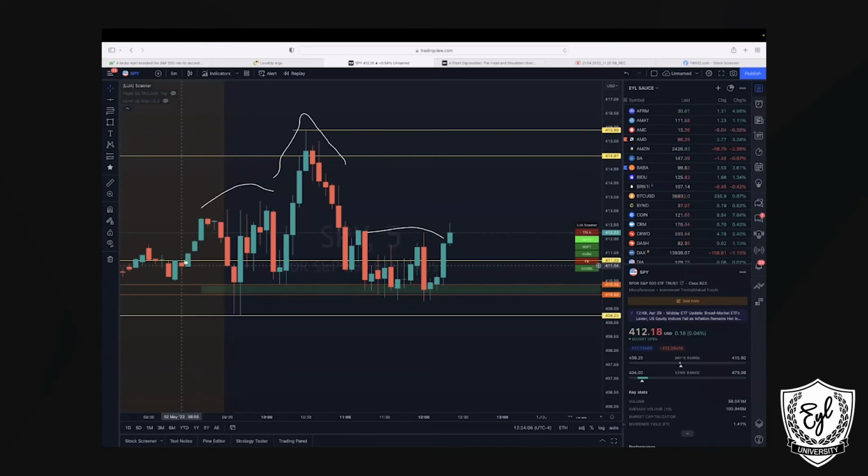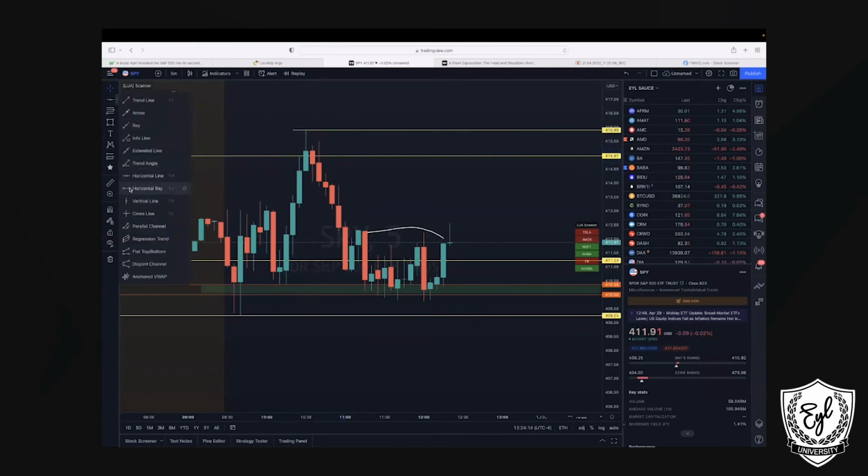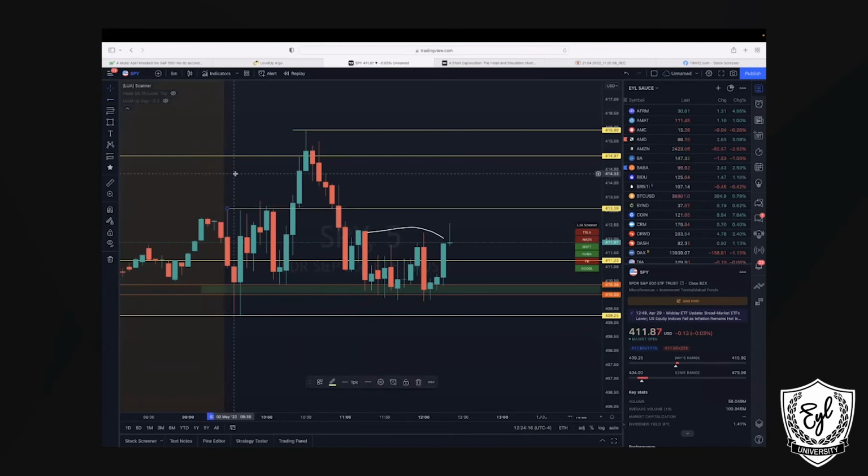On Thursday, we talked about something very critical. We said one of the things you want to do is come in here and plot the different rejection points. So for example, here we have a rejection at this level of 413. Knowing that we have a rejection at the level of 413, what's going to be my entry for calls? Above 413.